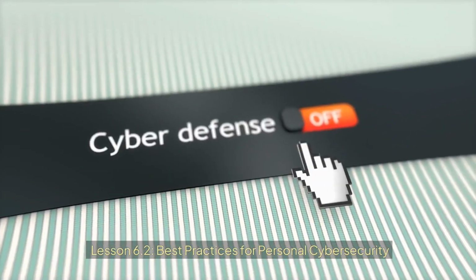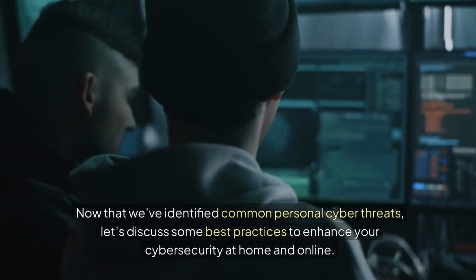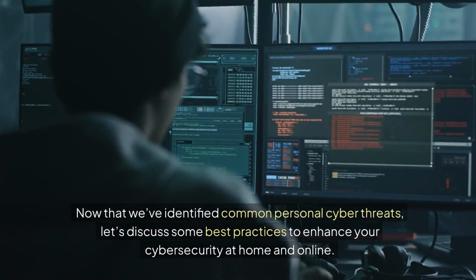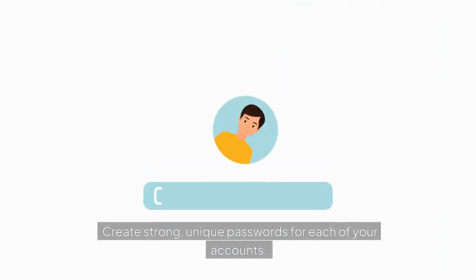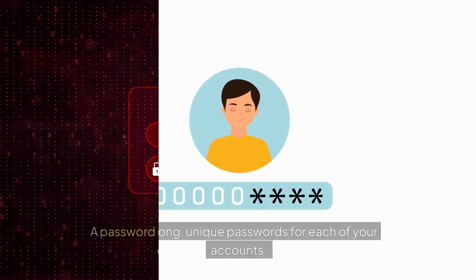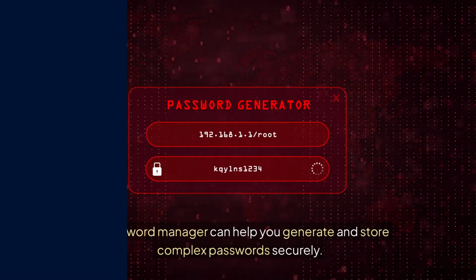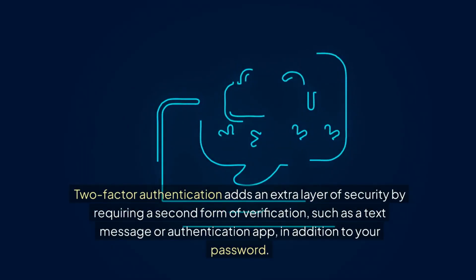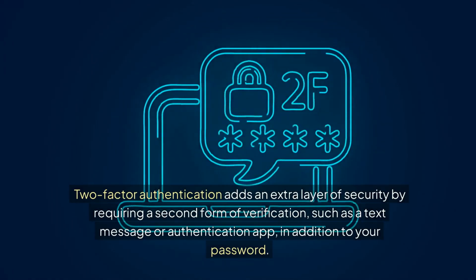Lesson 6.2 Best Practices for Personal Cybersecurity. Now that we've identified common personal cyber threats, let's discuss some best practices to enhance your cybersecurity at home and online. 1. Use strong, unique passwords. Create strong, unique passwords for each of your accounts. A password manager can help you generate and store complex passwords securely. 2. Enable two-factor authentication. Two-factor authentication adds an extra layer of security by requiring a second form of verification, such as a text message or authentication app, in addition to your password.